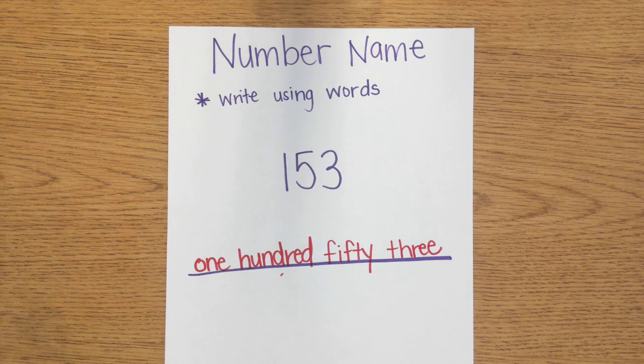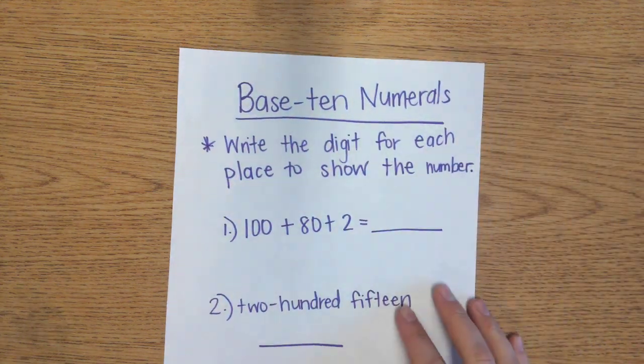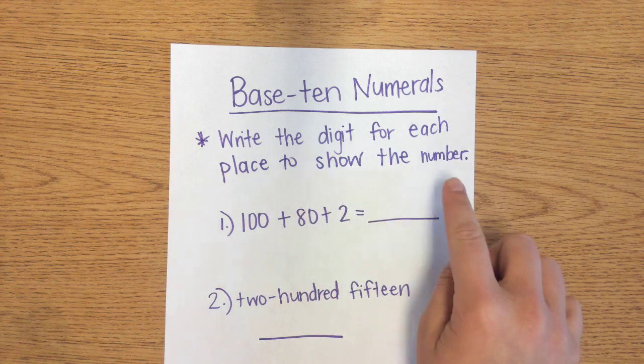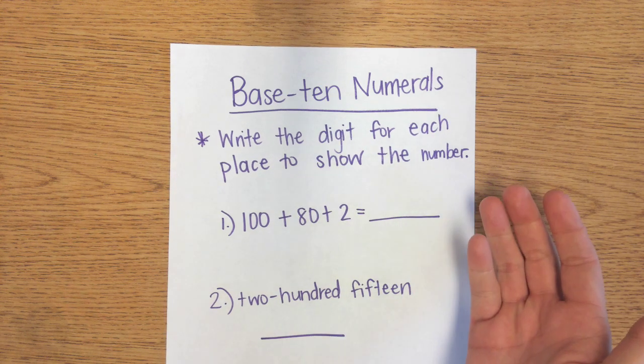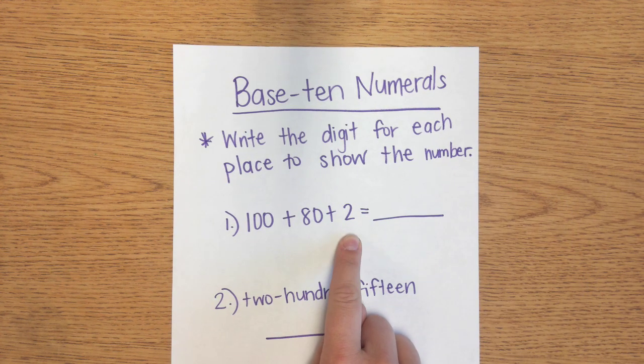The next form we're going to look at is something called base 10 numerals. When I use base 10 numerals, that's just another way to say that it wants you to write the digit for each place to show the number. So it's a fancy way of saying it wants me just to write the whole number. If I look, this is expanded form, like we did in yesterday's lesson.